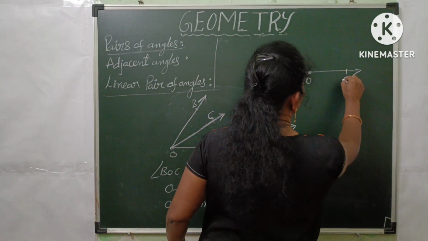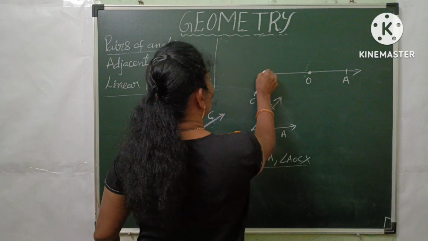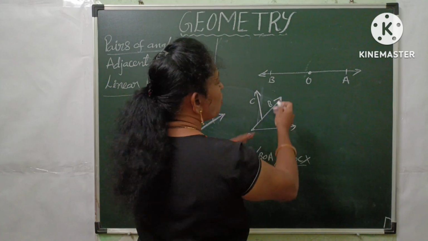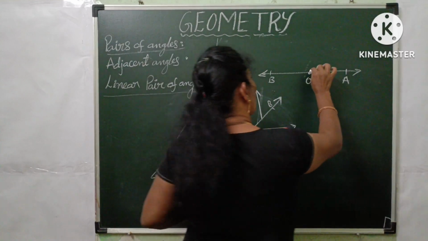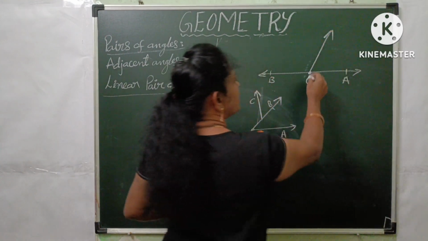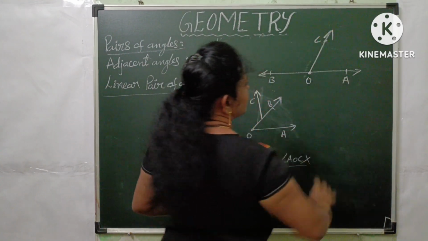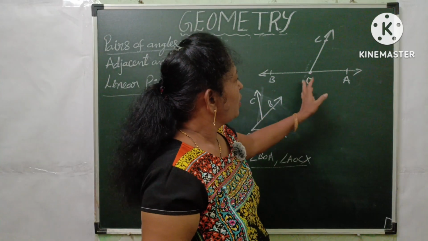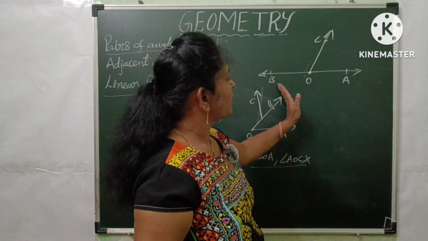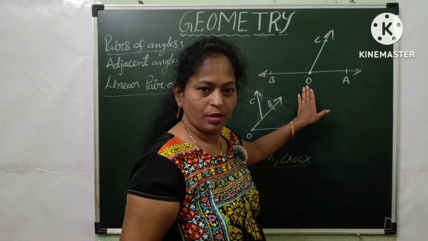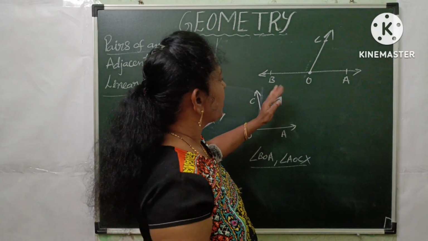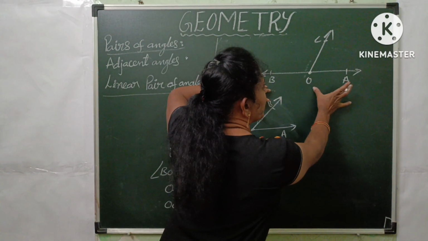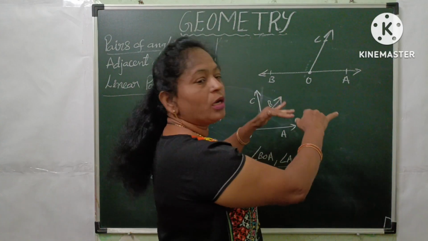This is OA and OB. OA and OB are in opposite directions. See here, they have the same initial point only. Check it there: OA, OC and OB have the same common point. Okay, same initial point, and at the same time OA and OB are non-common arms.